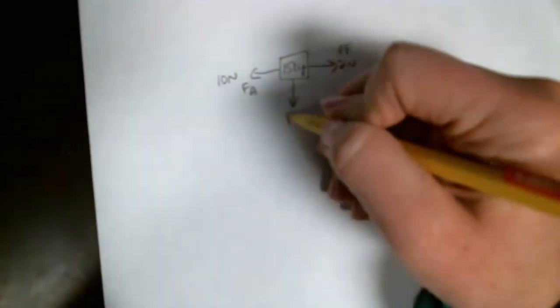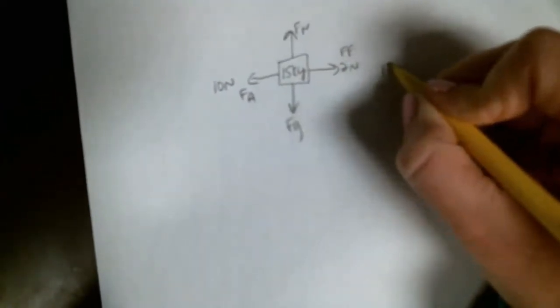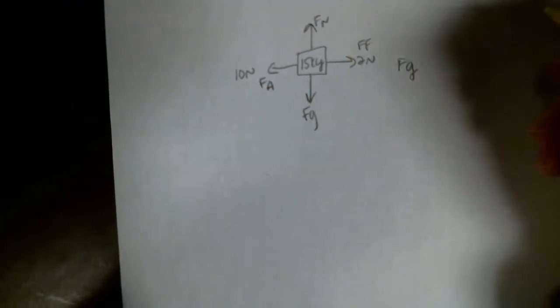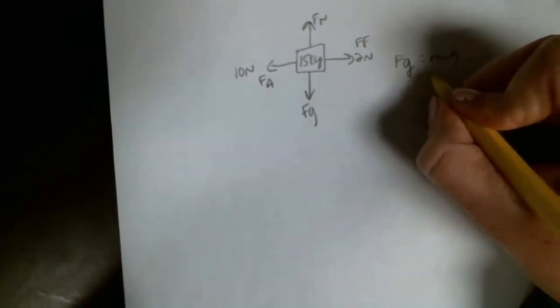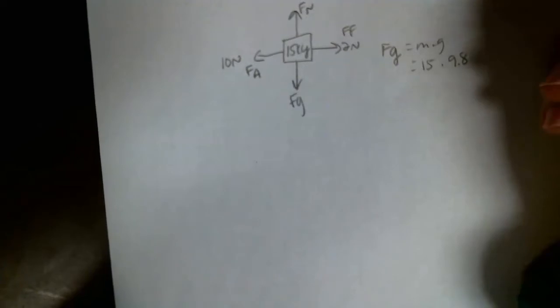We can fill in Fg and Fn now, right? Because Fg, sorry, it's a little bit blurry here. Fg is equal to mass times gravity, so it'd be 15 times 9.8. And so that would give us 147.